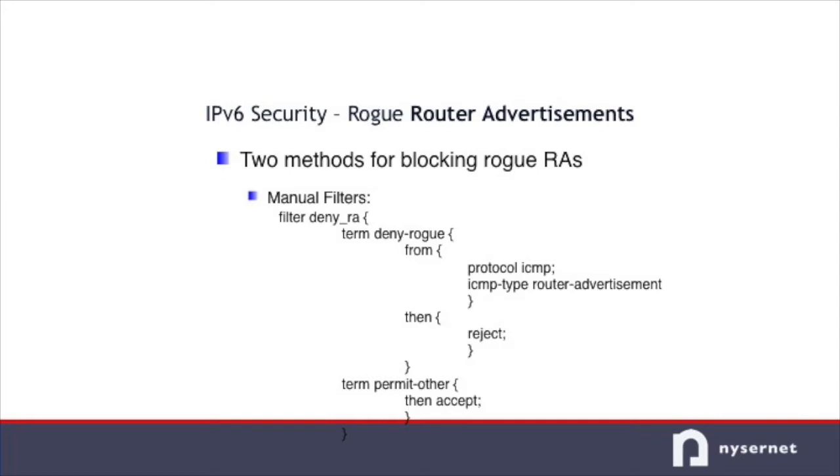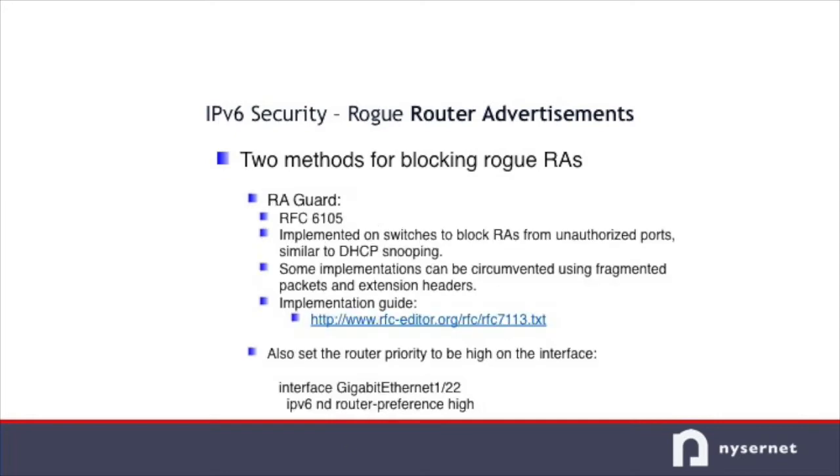Again, there's the manual filter for the Juniper. There is also RA Guard, which was famous for being broken hours after it was released because they found out if you chain extension headers, you can break it. Again, if you're just trying to stop the stupid stuff and not the malicious stuff, RA Guard works perfectly fine. I would still set the router preference to be high on that router port facing your users. Again, it's a very simple command. It solves most of your problems.